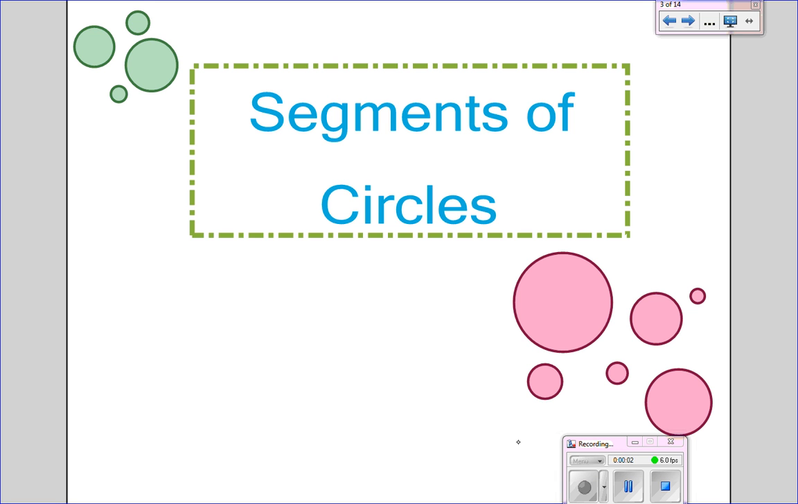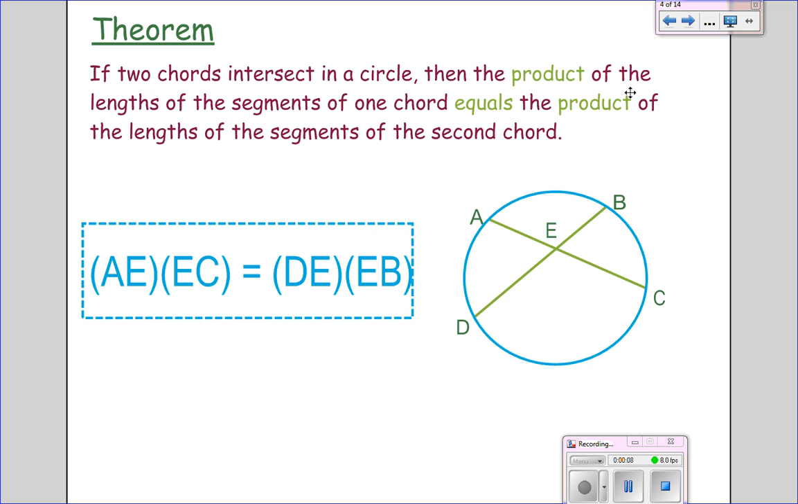In this video, we'll be looking at segments of circles and the equations that are associated with them. First off, let's look at the theorem that involves two chords inside of a circle. If two chords intersect in a circle, then the product of the lengths of the segments of one chord equals the product of the lengths of the segments of the second chord.